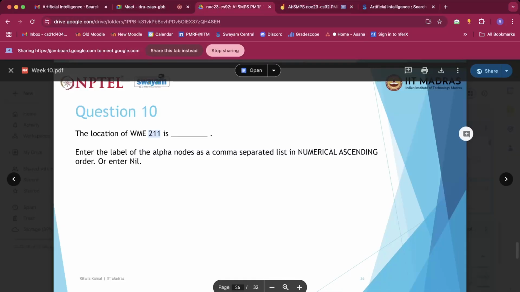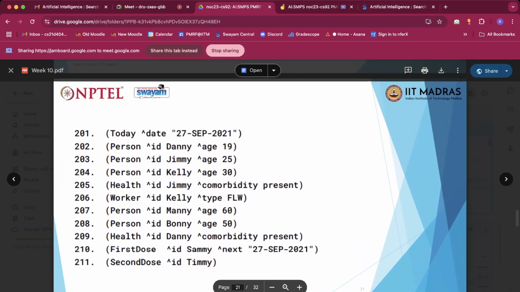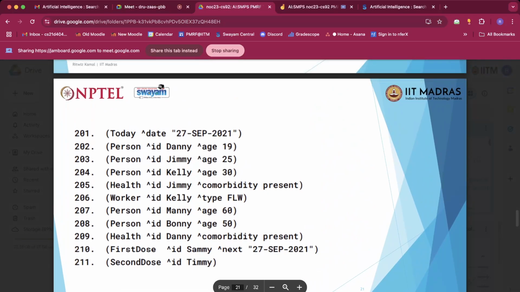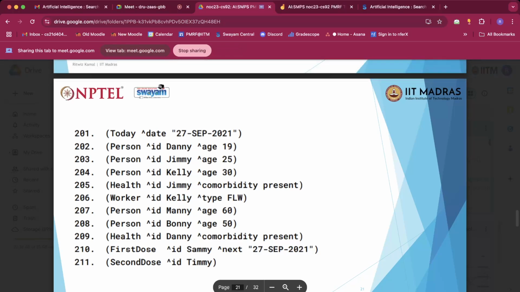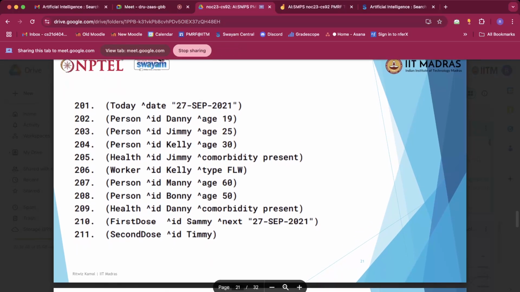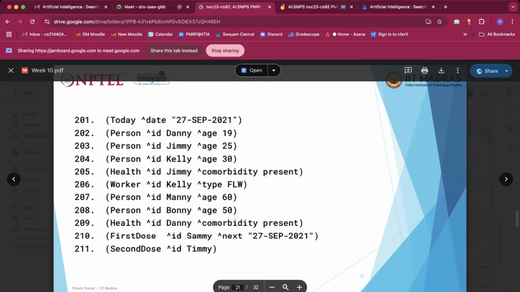Okay, so I'll show you the working memory element 211. That is second dose for a person having ID Timmy. This is the 211th working memory element, and we have to find out which alpha node this information is contained in. So I'll switch back to the Rete net and then I'll let you decide.